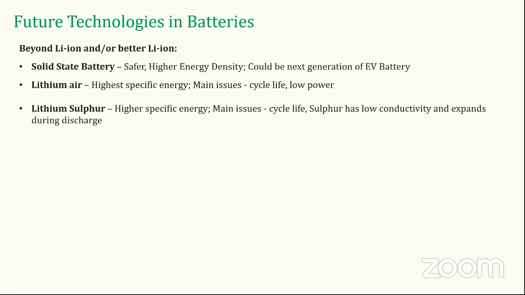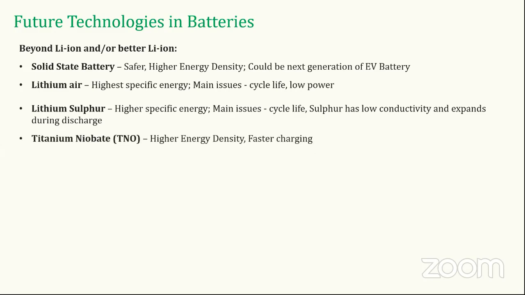Lithium sulfur uses sulfur as the cathode, and it has a higher specific energy. The main issues are cycle life, and the sulfur has low conductivity and expands during discharge. Companies like Oxis Energy and Sion Power are trying to commercialize this type of battery.